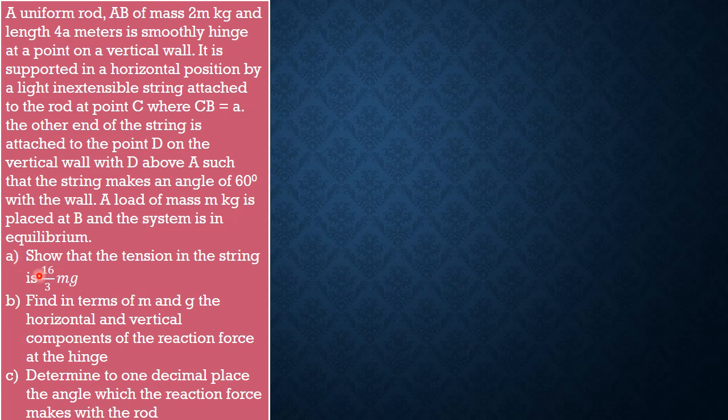A, show that the tension in the string is 16/3 mg. Then the B part, find in terms of m and g the horizontal and vertical components of the reaction force at the hinge. And C, determine to 1 decimal place the angle which the reaction force makes with the rod.